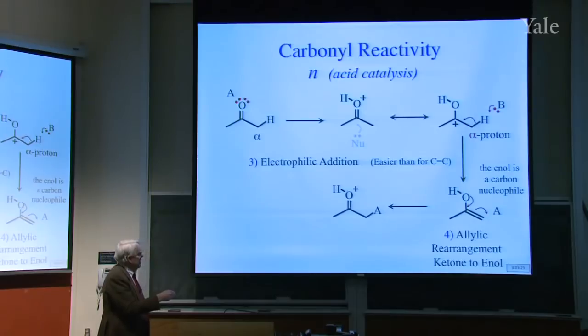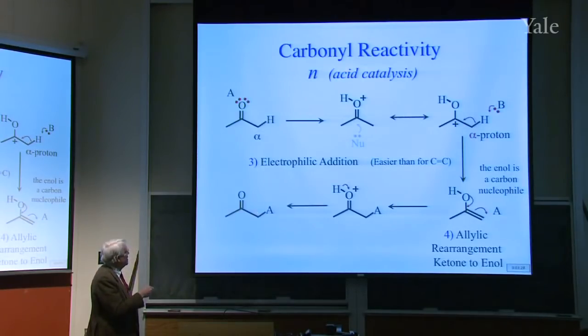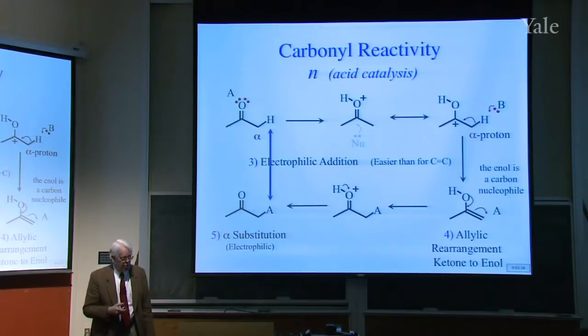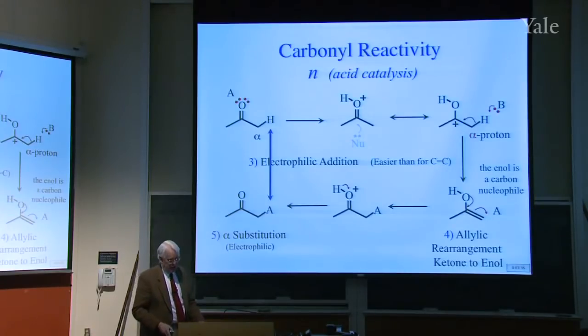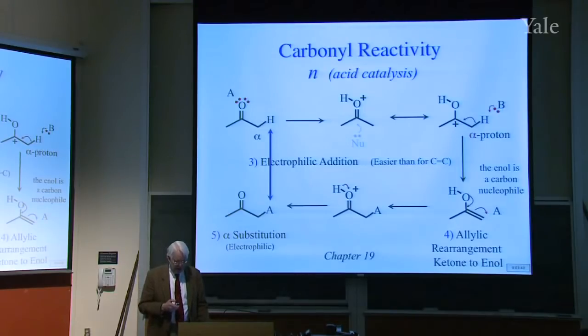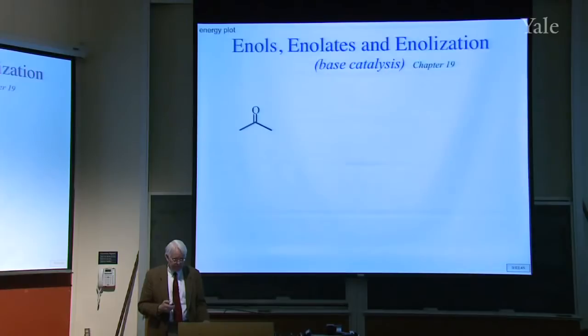So you get something like this. And notice that after you lost the proton, what you've done is a substitution at the alpha position, an electrophilic substitution at the alpha position of a ketone, or an aldehyde. So that's another pattern of reactivity, and that's chapter 19, these reactions of enols. Okay. So enols, enolates, and enolization, a little bit from chapter 19 here. Okay, so here we have this alpha hydrogen.